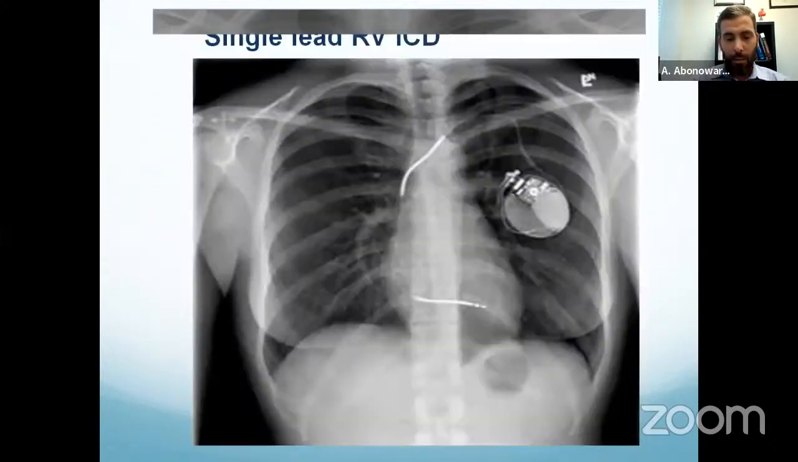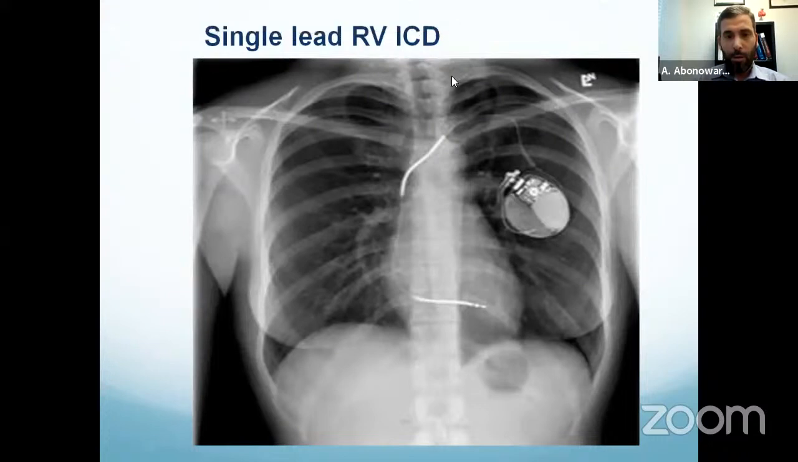This patient has an ICD. So if you see a patient in the emergency department and you're not sure whether it is an ICD or a pacemaker, it's easy to identify an ICD by these ICD coils. This is a ventricular coil, and this is the superior vena cava coil. So clearly this lead is not a simple pacemaker lead, it's an ICD lead, and the device itself is slightly bigger. That's how you differentiate by X-ray alone whether it's an ICD or a pacemaker.